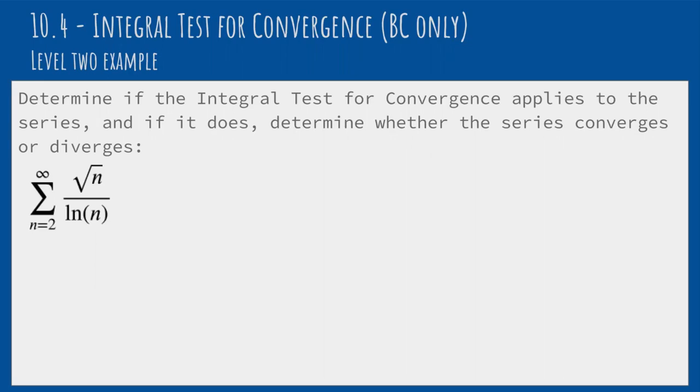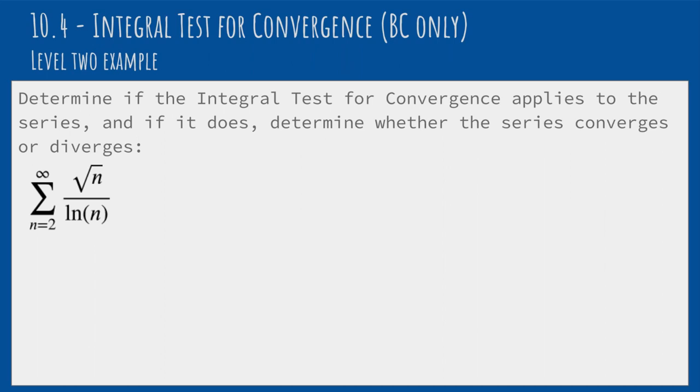Hello, Mr. Betts here. I want to take a look at a few more examples, whether or not we can use the integral test for convergence or divergence. Keep in mind that for the integral test to work, the terms in the sum have to be approaching zero. That's the nth term test for divergence. But then also for the integral test, the terms have to be decreasing and positive.